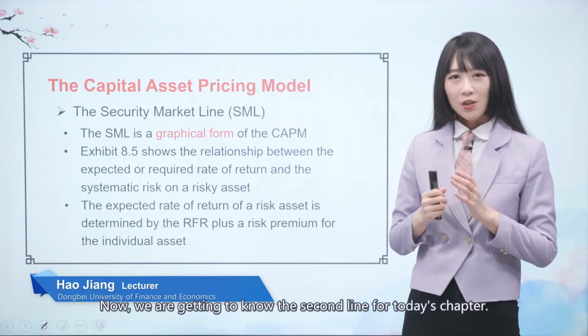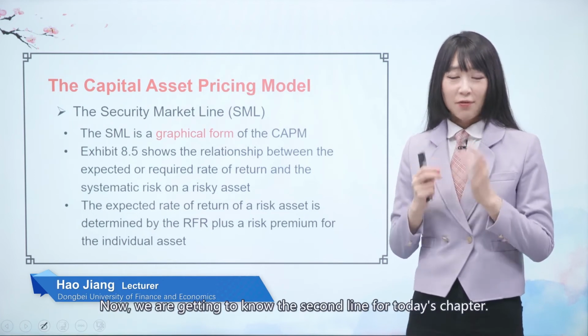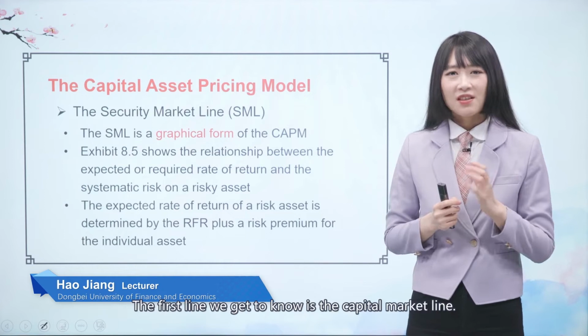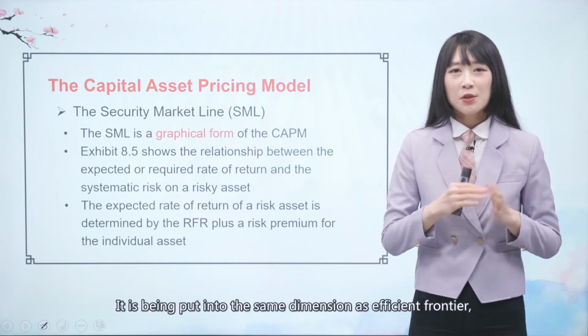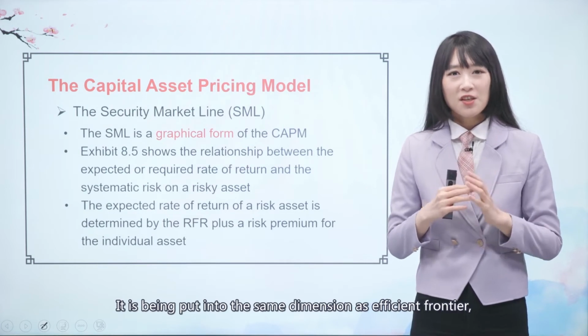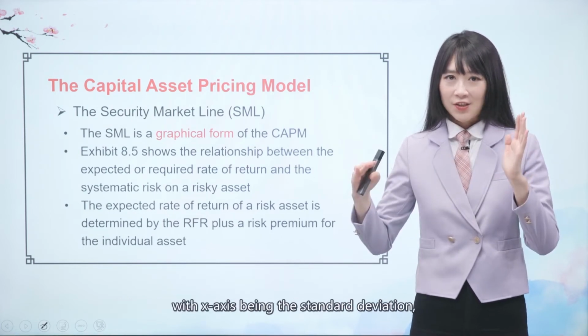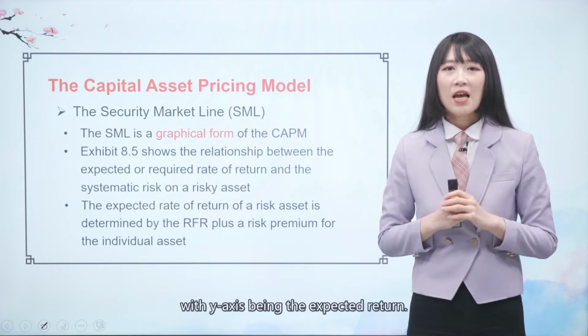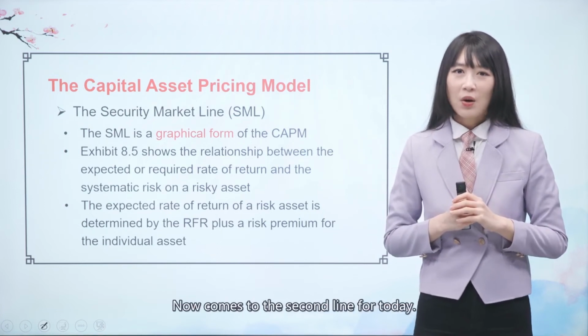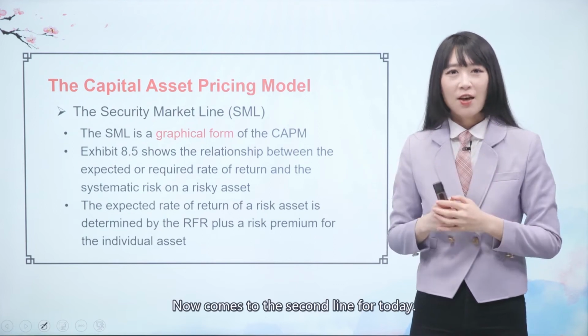Now we are getting to know the second line for today's chapter. The first line we got to know is the capital market line. It is being put into the same dimension as the efficient frontier, with the x-axis being the standard deviation and the y-axis being the expected return. Now comes the second line for today.